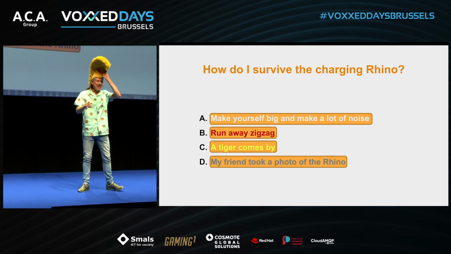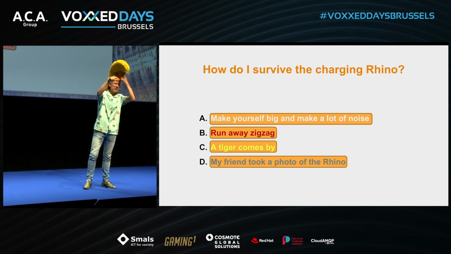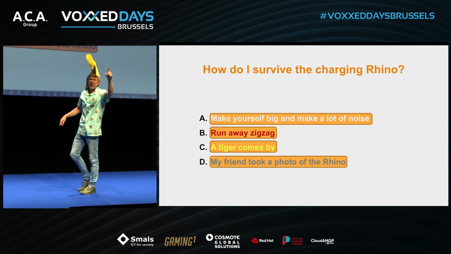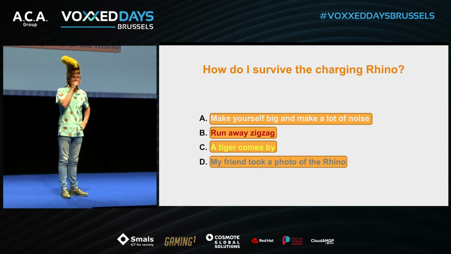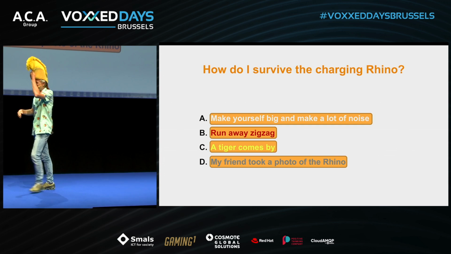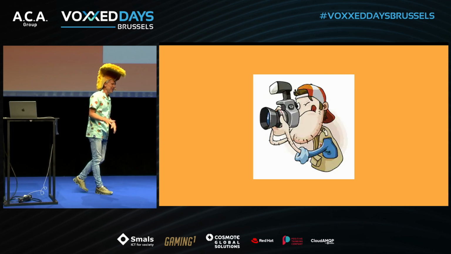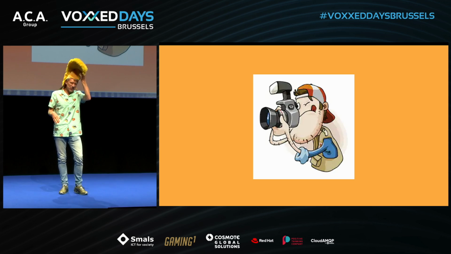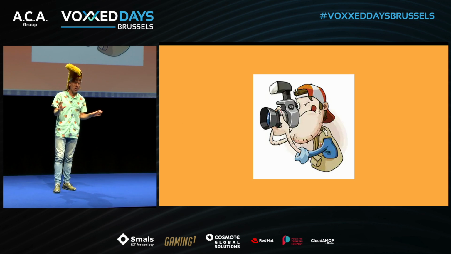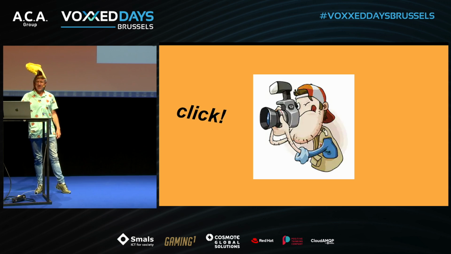A tiger comes by. Yeah, really. I have another talk, not this talk, but another talk about the rhino, about the tiger. Or D, my friend took a photo. Why? Yeah, okay, can be. So my friend took a photo, indeed. He was standing there also in a tree, and he didn't see that I was in danger. And he has such an old camera that it made such a lot of noise, the click was so loud.